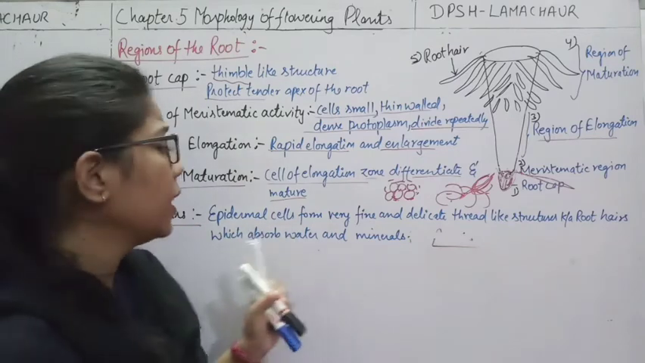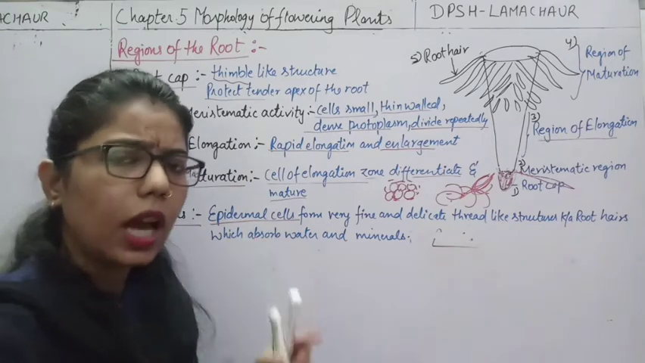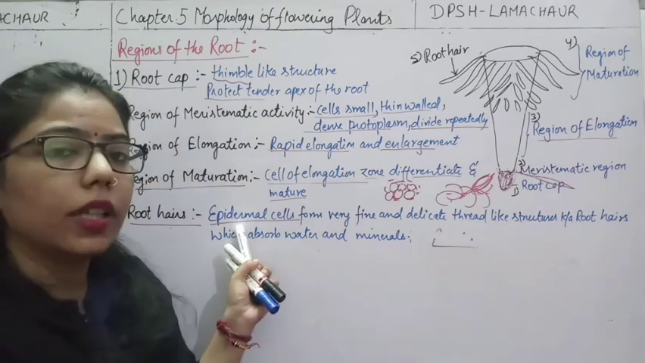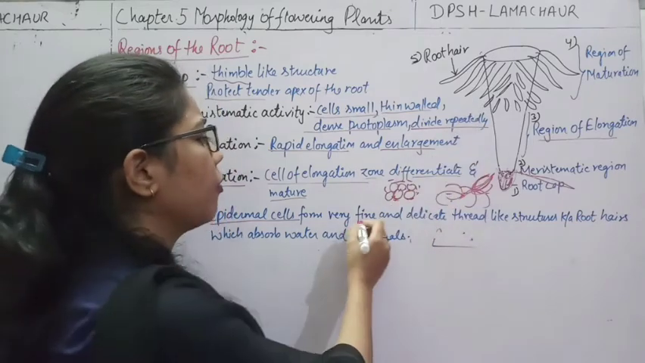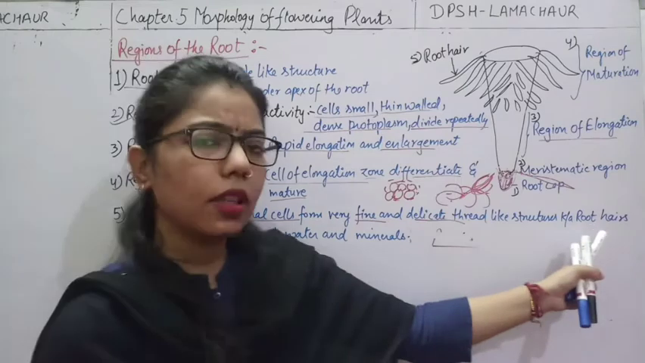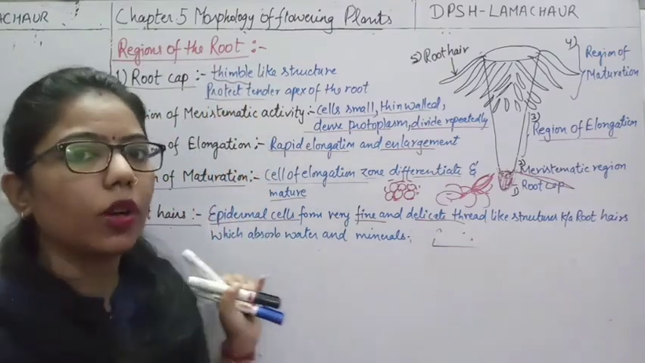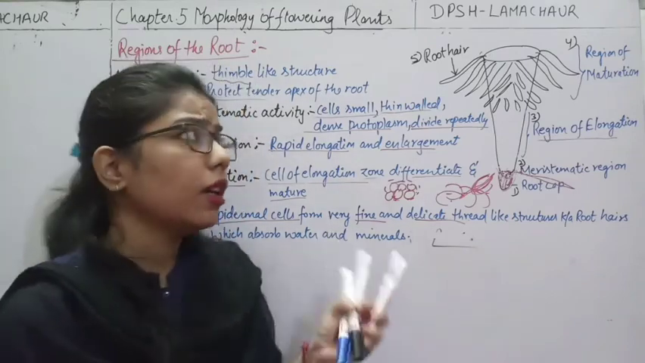So the zone differentiates and gets mature, and due to this maturation, root hairs are formed, and these root hairs are the epidermal cells. What are the epidermal cells? Those are the outer cells. Endodermal means the inner one, and the outer one is known as epidermal cells. So the outer cells are very fine and delicate, and they form some thread-like structures known as root hairs, and their function is the absorption of water and minerals. Clear?